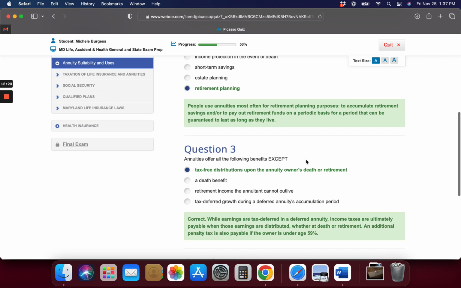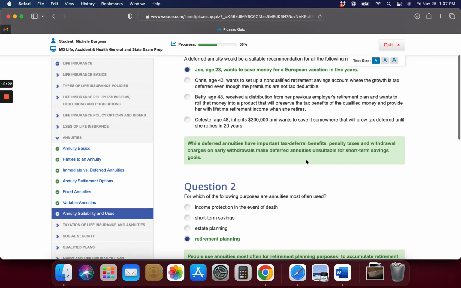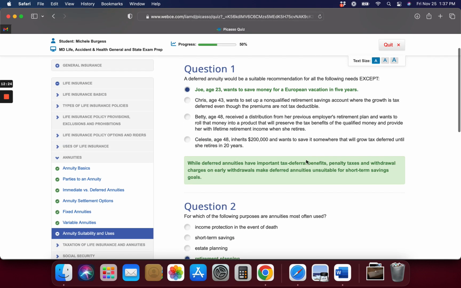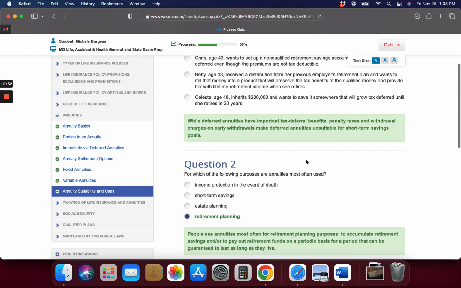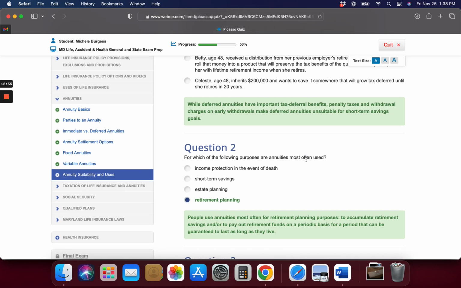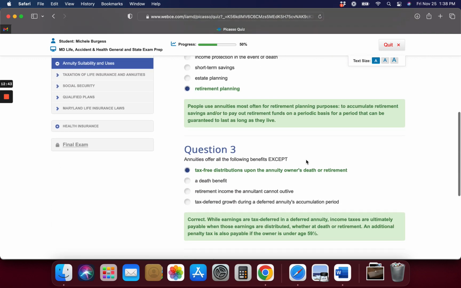All right, so the rest of these, let's look at them. I got them all right. I have no idea how. Trust me, I didn't take this before. The vacation just makes sense. It wouldn't be suitable for a vacation. You can find other ways to save up for a vacation. Get a savings account, right? People most use annuities for retirement planning purposes. That's kind of common sense.